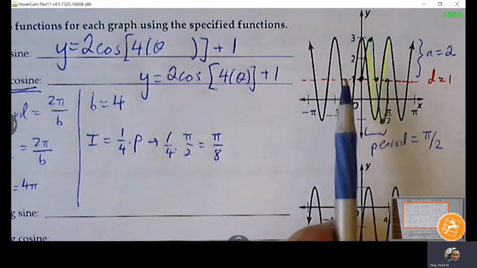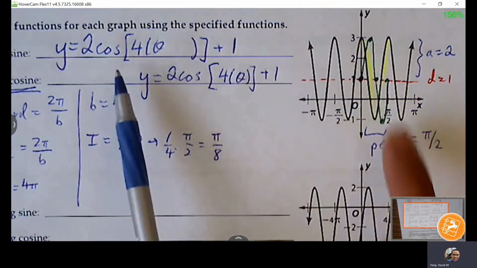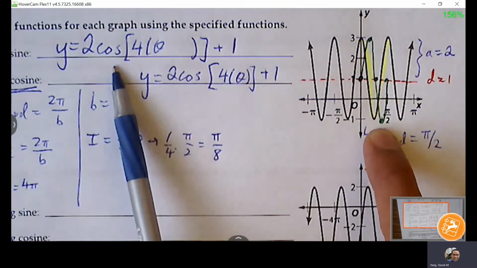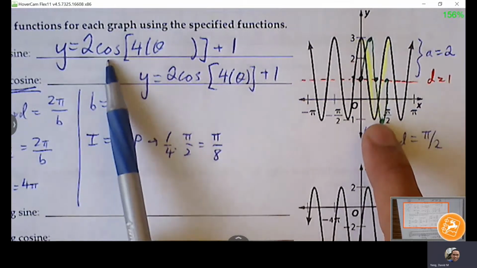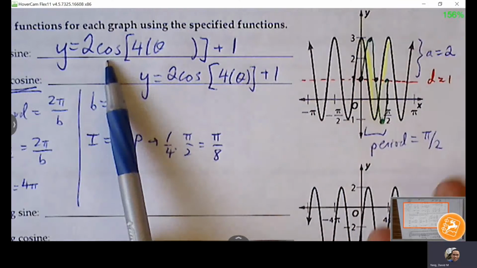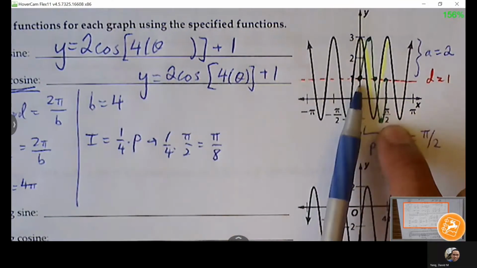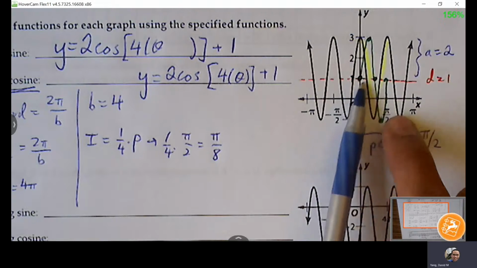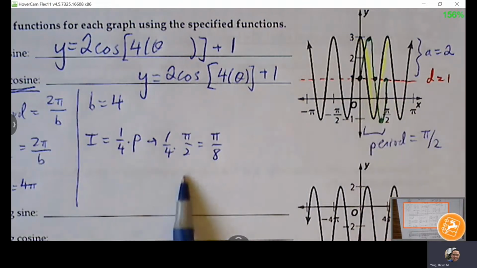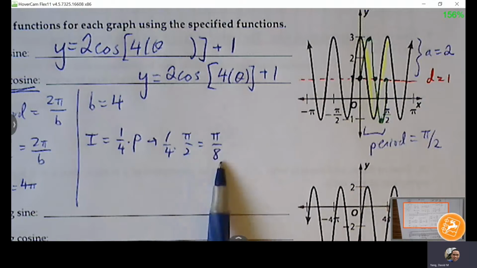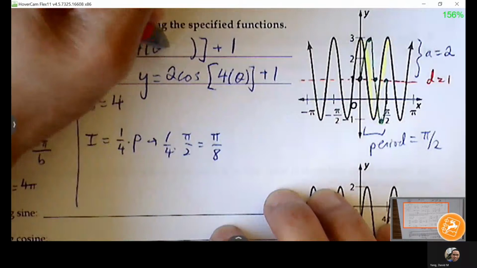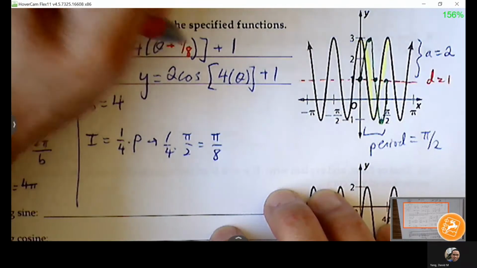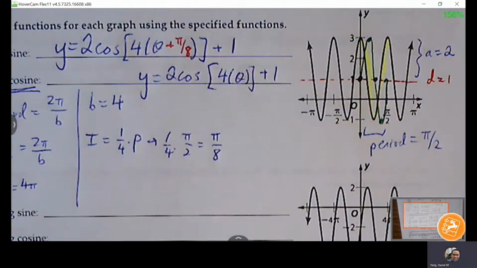Okay. So what can I do with this graph in green? What can I do with this sine graph to turn it into the graph that is shown originally? Which direction am I going to shift? Left. And it's just going to be one tick mark, right? And we found that the interval is pi over 8. So we're just going to shift it left, pi over 8. Okay, does that make sense?